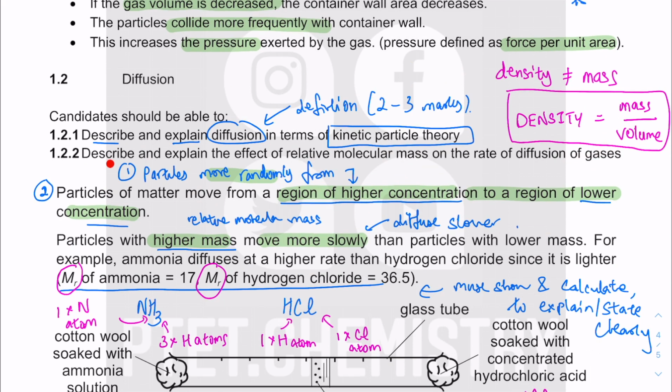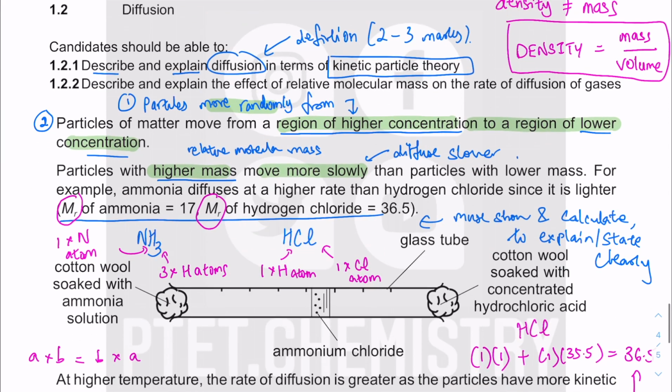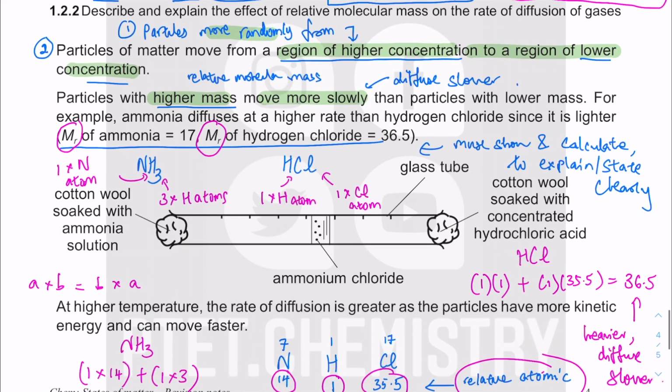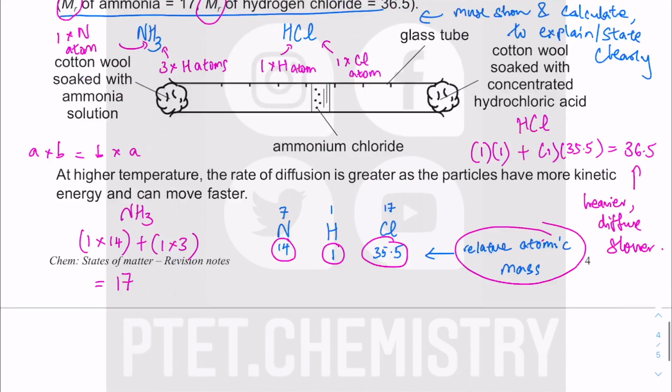So this is what is meant by describe and explain the effect of the relative molecular mass. They use the term relative molecular mass, so you have to use it based on the syllabus. On the rate of diffusion, we talk about heavier mass move more slowly, in terms of the particles, and therefore you have slower rate of diffusion. If they have the same mass, they will diffuse at the same rate.